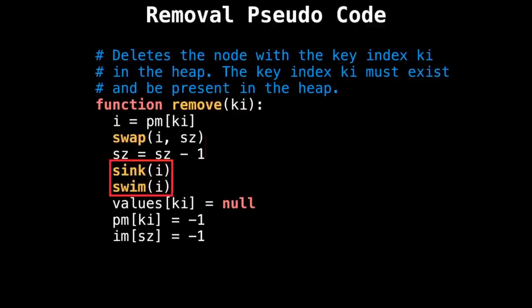Once we've exchanged the nodes, the rightmost node is now in the position where the node we want to remove was, so we need to move it either up or down the heap to satisfy the heap invariant. We don't know which it will be, so we try to move the node up and down, hence sink and swim. Lastly, I just clean up the values associated with the node we want to remove. You can also return the key value pair being removed, but I didn't do that here.